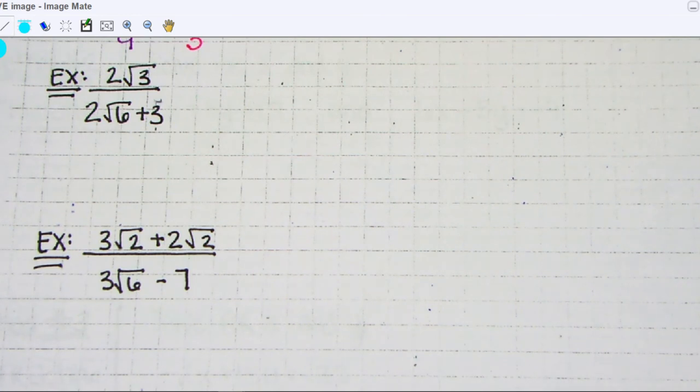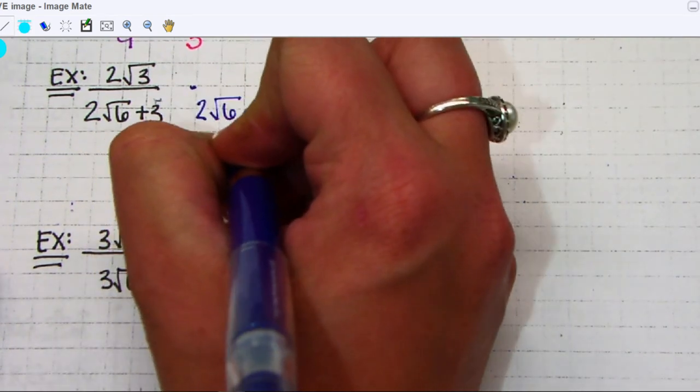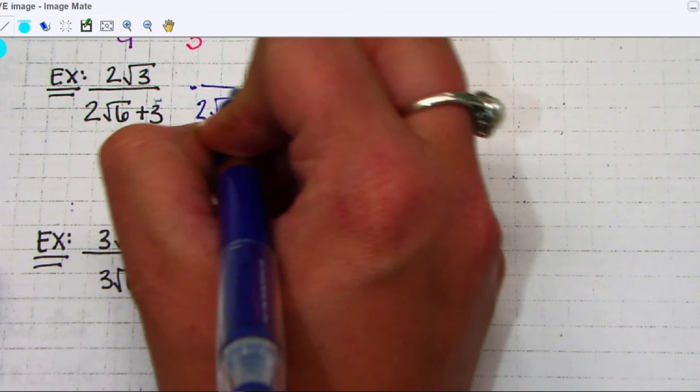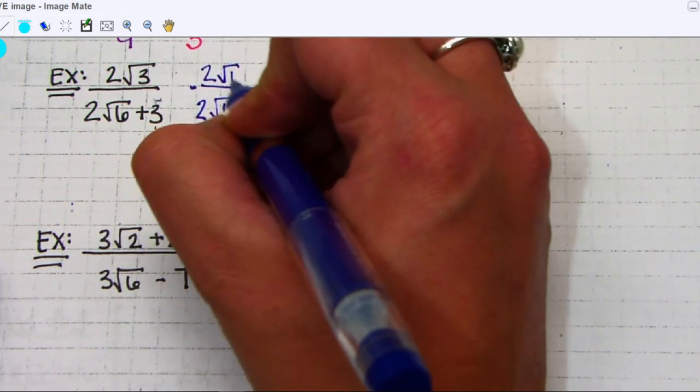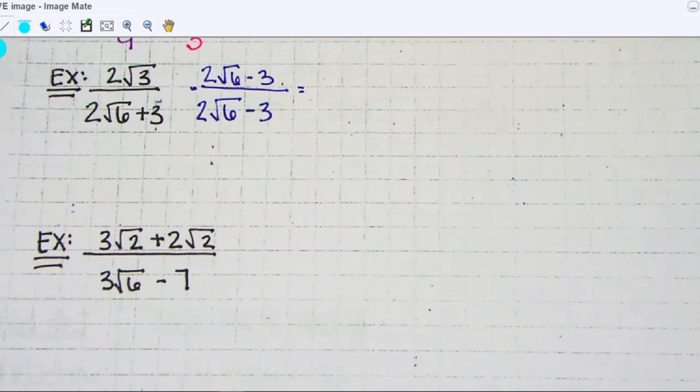2 square root of 6 minus 3. Good. 2 square root of 6 minus 3, on the top and on the bottom. Okay. All right. Let's simplify the top. Let's take it a step at a time.